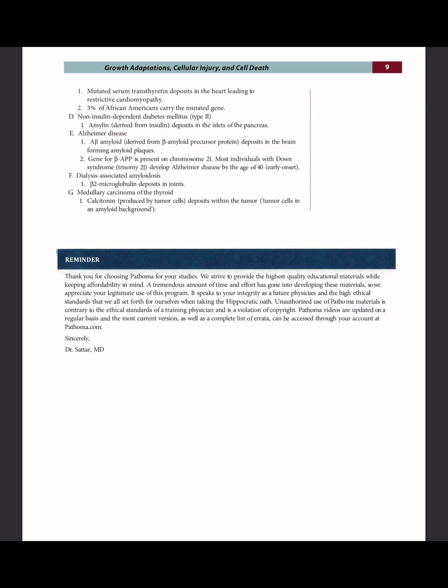Alzheimer's disease. AB amyloid derived from beta amyloid precursor protein deposits in the brain, forming amyloid plaques. The gene for beta APP is present on chromosome 21. Most individuals with Down syndrome, trisomy 21, develop early onset Alzheimer's disease by the age of 40.